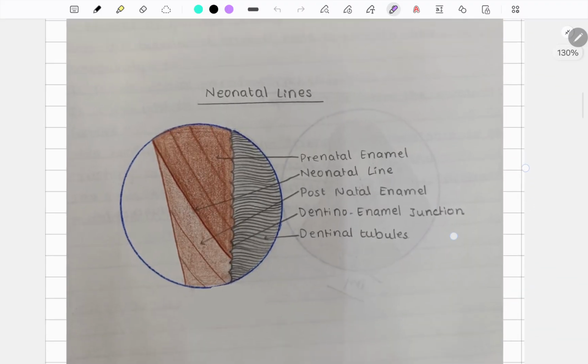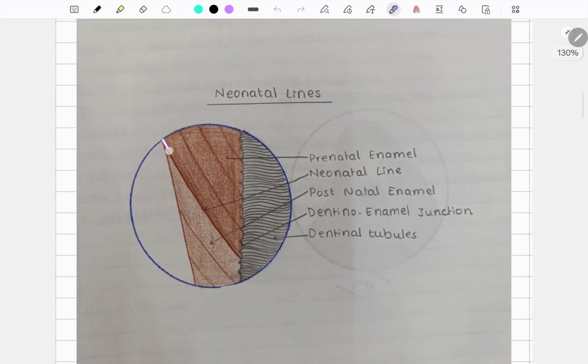Then next is neonatal line. Neonatal line is just an exaggerated incremental line of Retzius, which differentiates the prenatal dentine and postnatal dentine. So the well formed is prenatal dentine, and this is postnatal dentine, which is formed after birth, and this line separates the prenatal from postnatal, that is neonatal line, and the rest remains same, that is this is enamel, this is DEJ, and this is dentine.